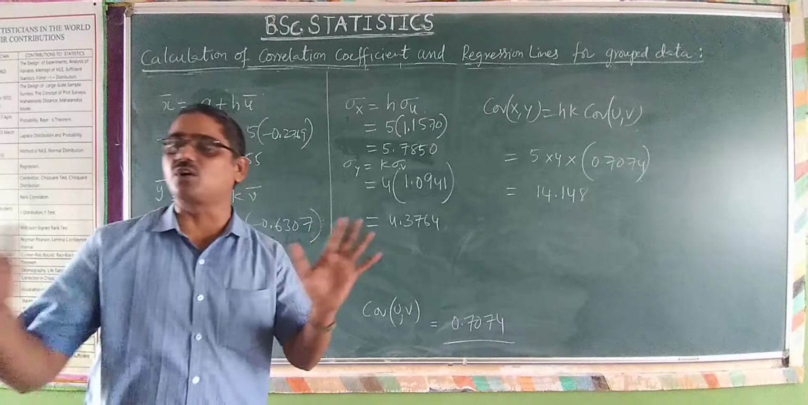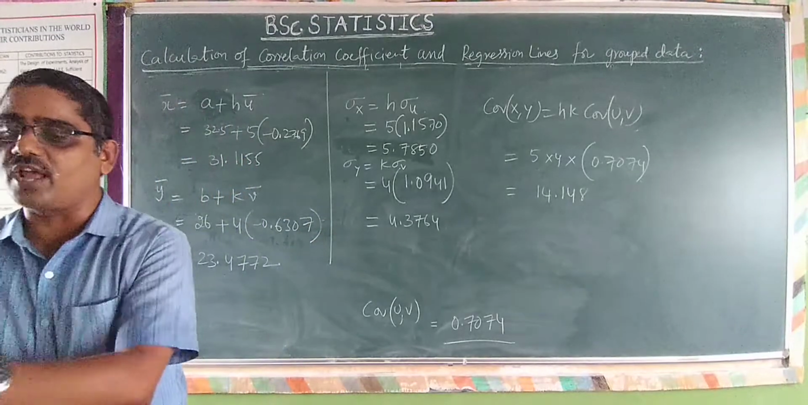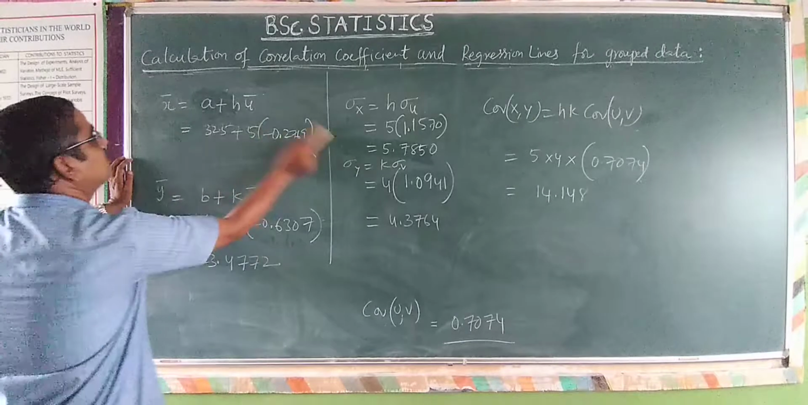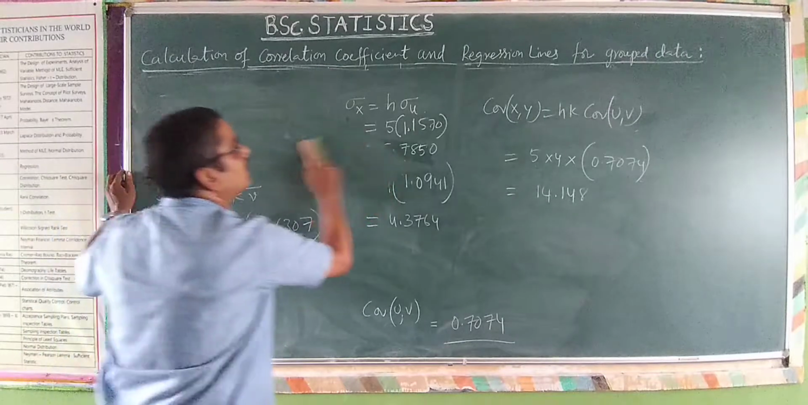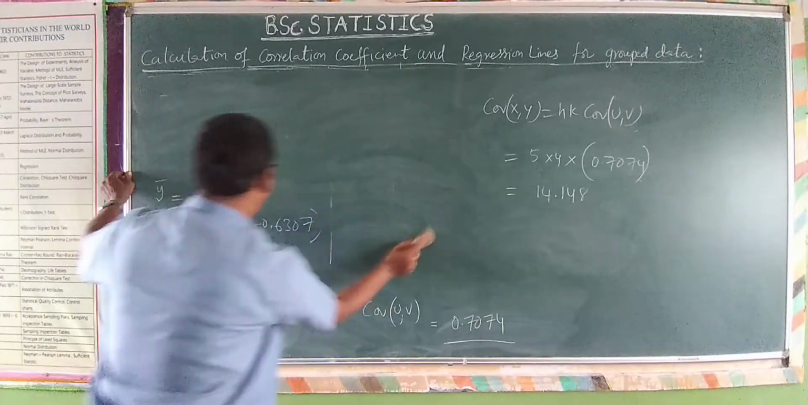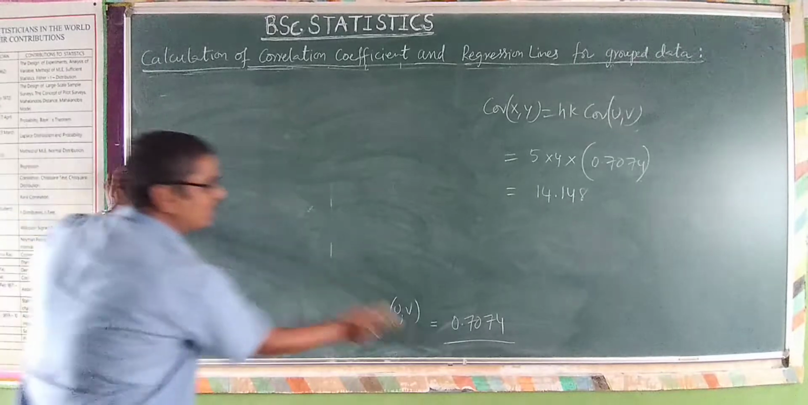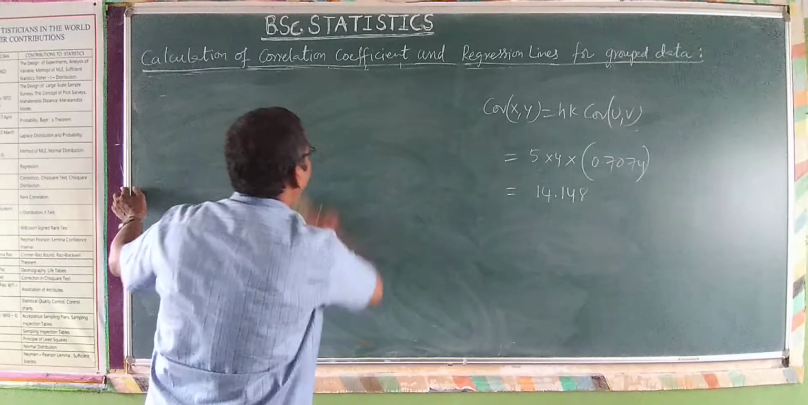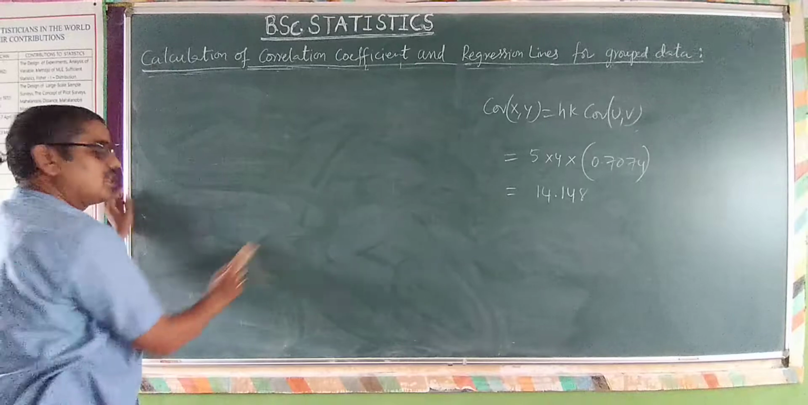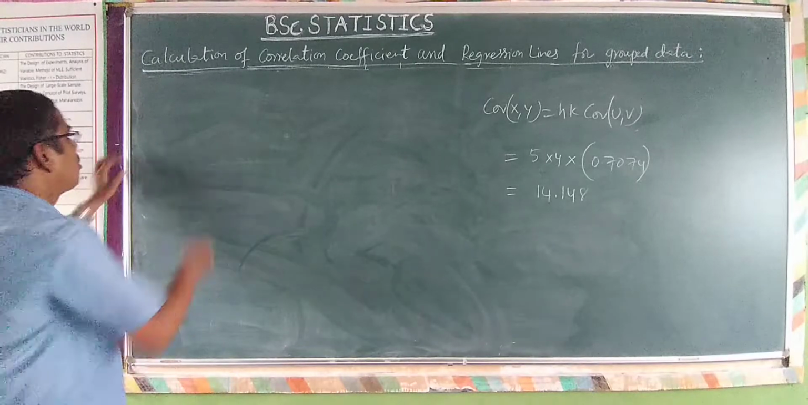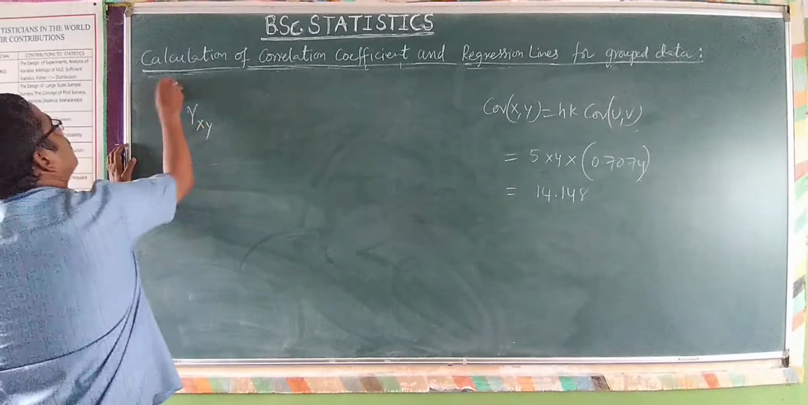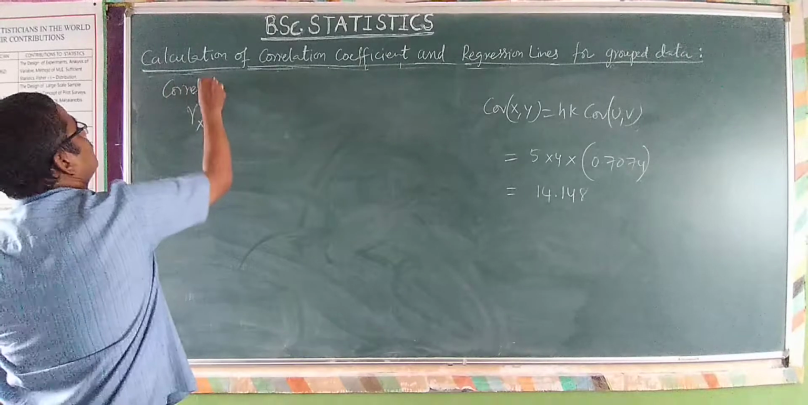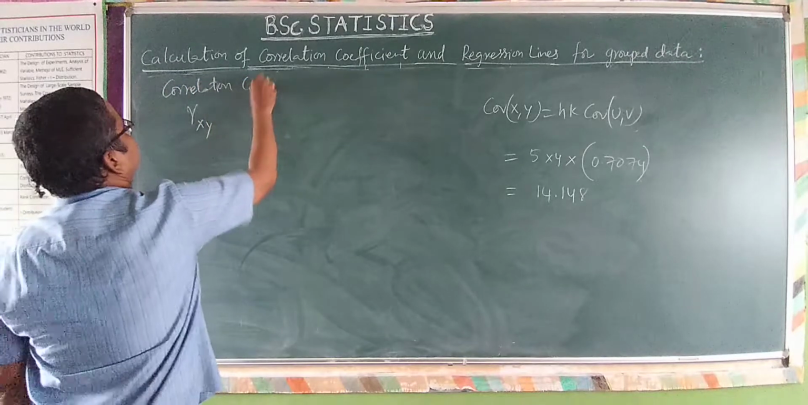First of all, the correlation coefficient. What is the formula of the correlation coefficient? Remember, we have calculated all the values. Now we have to substitute the values, and then we have to calculate sigma x, sigma y, and then we have to calculate the correlation coefficient rxy.